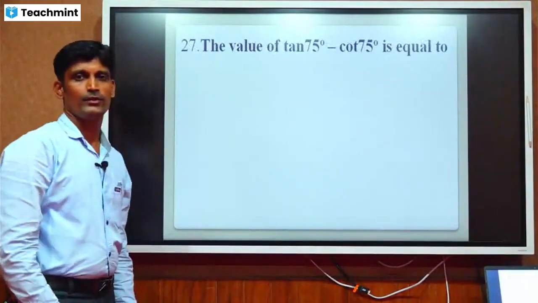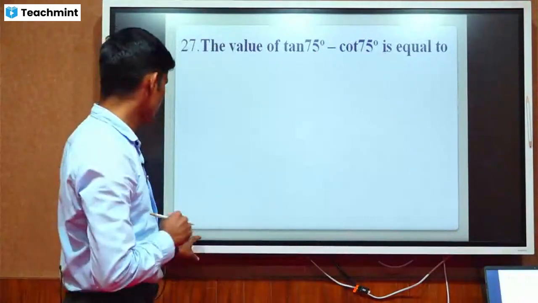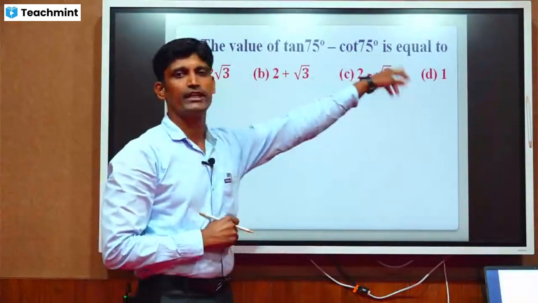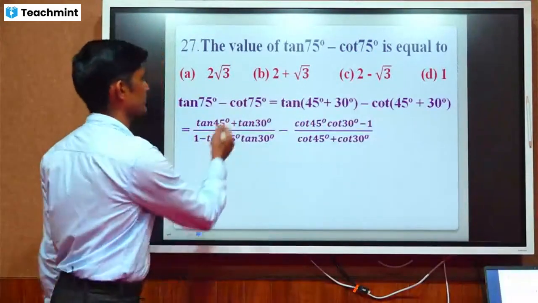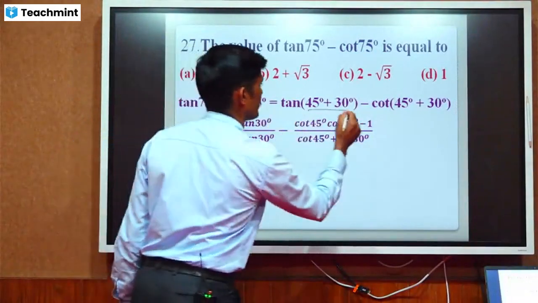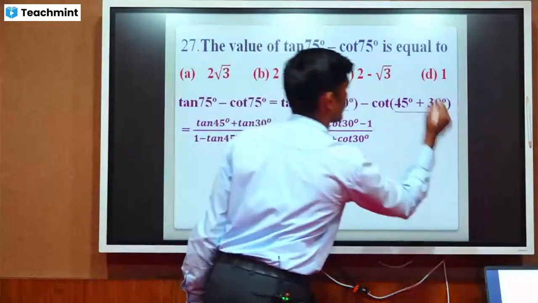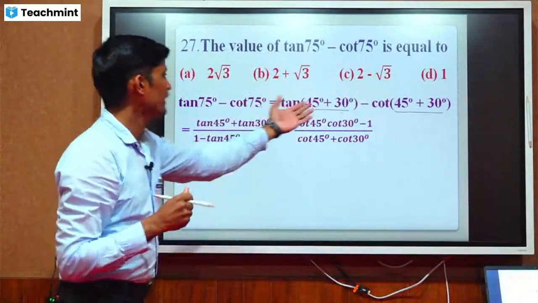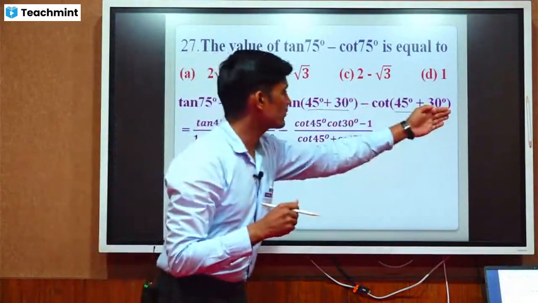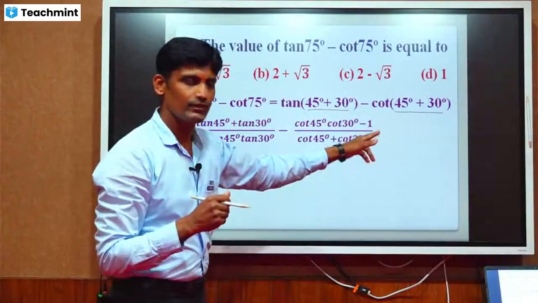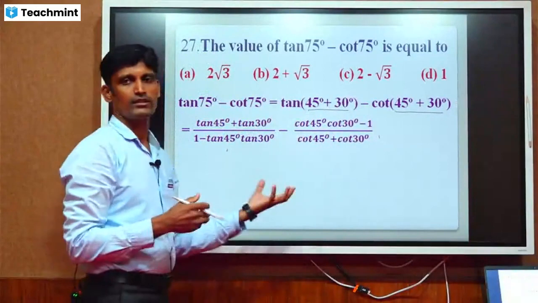Next, question number 27. The value of tan 75 degree minus cot 75 degree is equal to. Once again, this is a simple problem if you know the values of tan 75 degree and cot 75 degree. Otherwise, we need to simplify like this. Tan 75 can be written as tan of 45 degree plus 30 degree, and cot 75 degree equals cot of 45 degree plus 30 degree. Then use the tan of x plus y formula: tan x plus tan y by 1 minus tan x into tan y. Cot of x plus y equals cot x cot y minus 1 divided by cot x plus cot y.